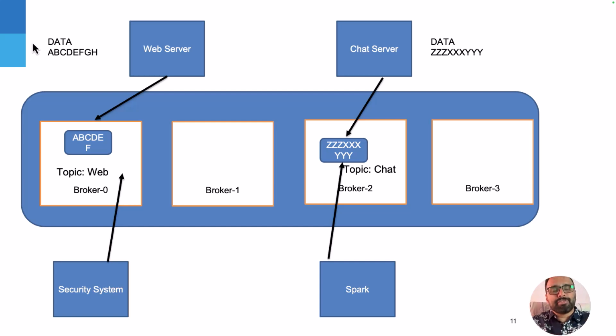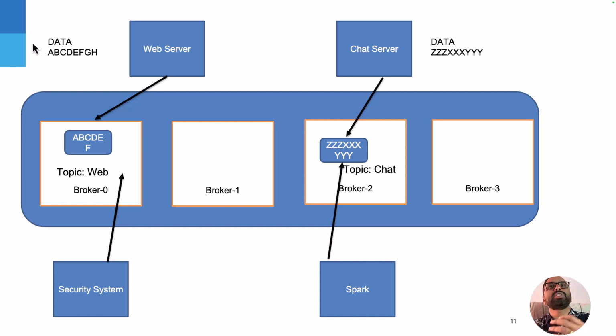But internally what happens, Kafka will allocate a broker to store the messages that will be landing on this topic. So now what happens when the web server starts sending the data, that's the producer, the topic web will start storing the data on broker 0. I mean, that is how it is configured, and the topic chat will start storing the data in broker 2. So that is why you see the data is landing on these two brokers.